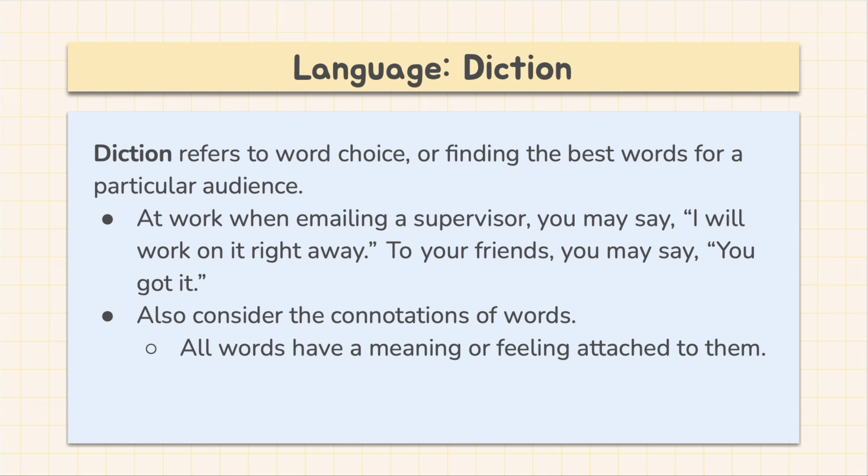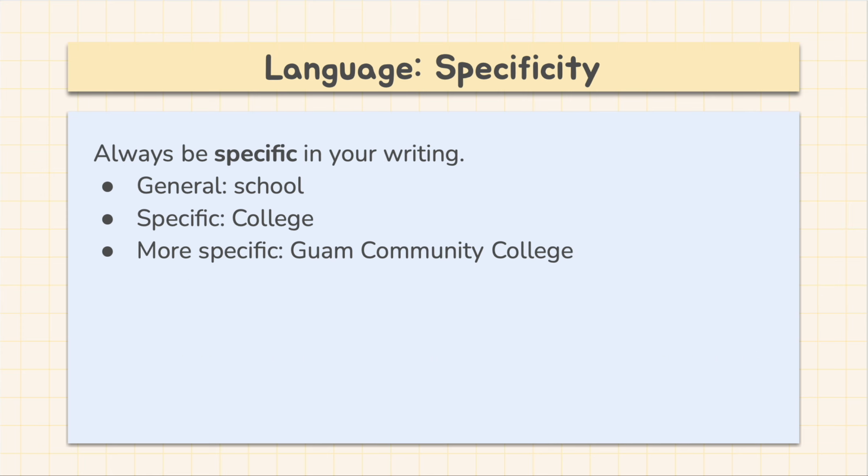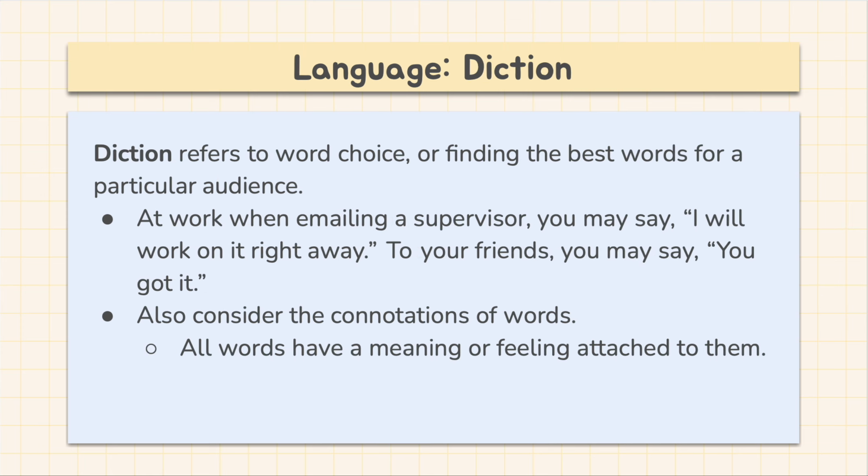And think about the connotations of words too. So all words have a meaning or feeling attached to them. So I think it's great that if you guys use a thesaurus or thesaurus.com and you're looking up synonyms of words, I think it's really great to do that. But be careful of the synonyms that you do use, because the meaning might be the same, but the feeling or meaning behind the word is different. So the connotation becomes different. So, sorry, let me go back. So what do I mean by that?